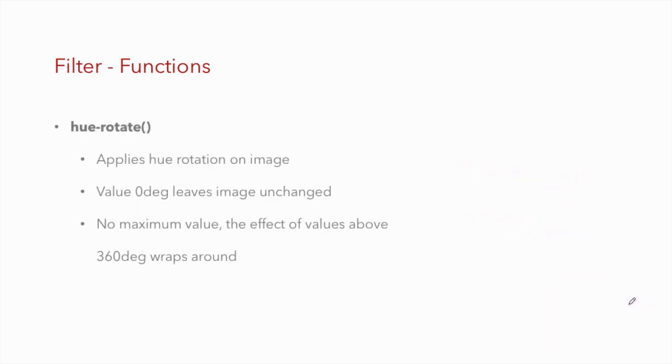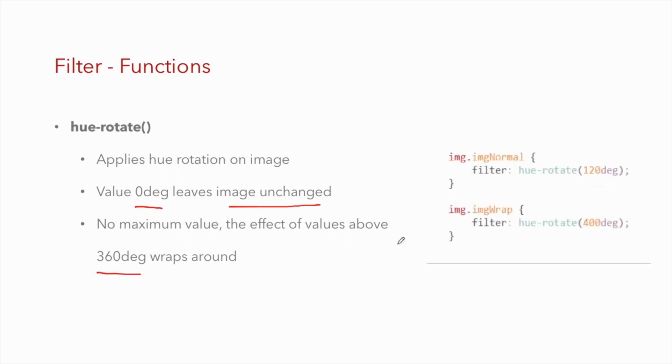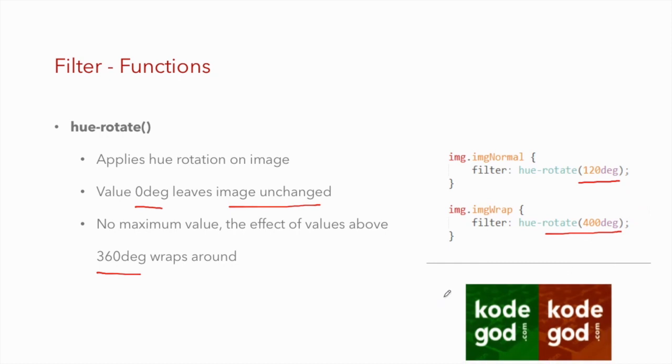Then we have hue-rotate. It applies hue rotation on the image. It basically changes the default color combinations of your image. It changes in terms of degrees. 0 degree leaves the image unchanged. There is no maximum value, but values above 360 wrap around automatically. So this is one example, and here we are rotating the hue by 120 degrees, and in the second one we are rotating it by 400 degrees. You can see the difference in terms of degrees.